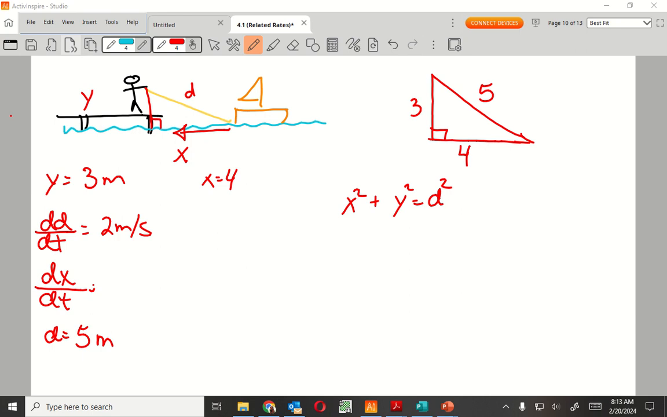So from here, let's go ahead and take the derivative of each item. This is one from last week. So the derivative is going to be 2x dx/dt plus 2y dy/dt, and this one over here is going to be 2d dd/dt.